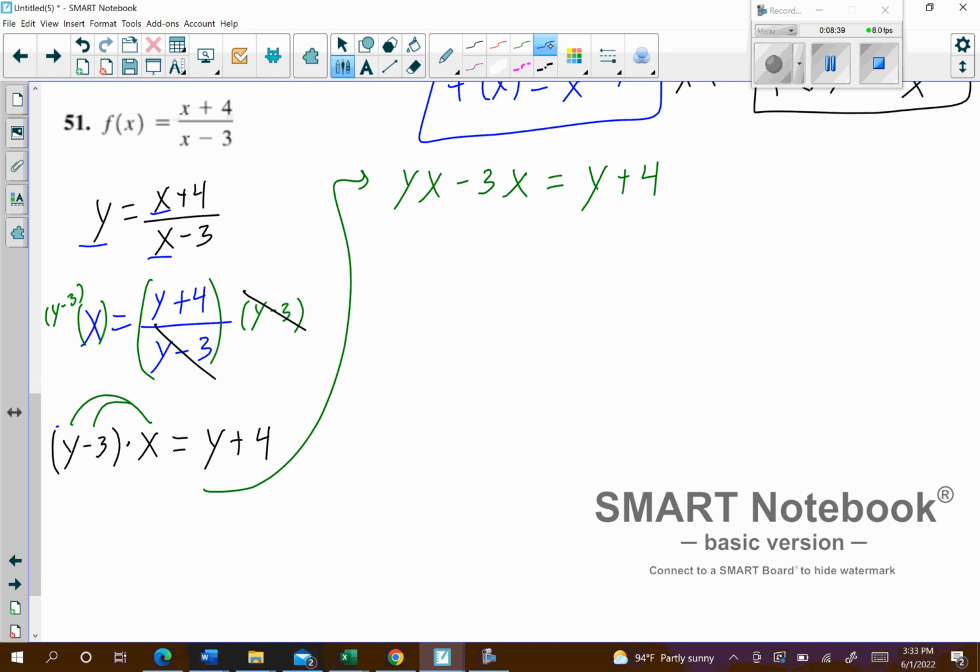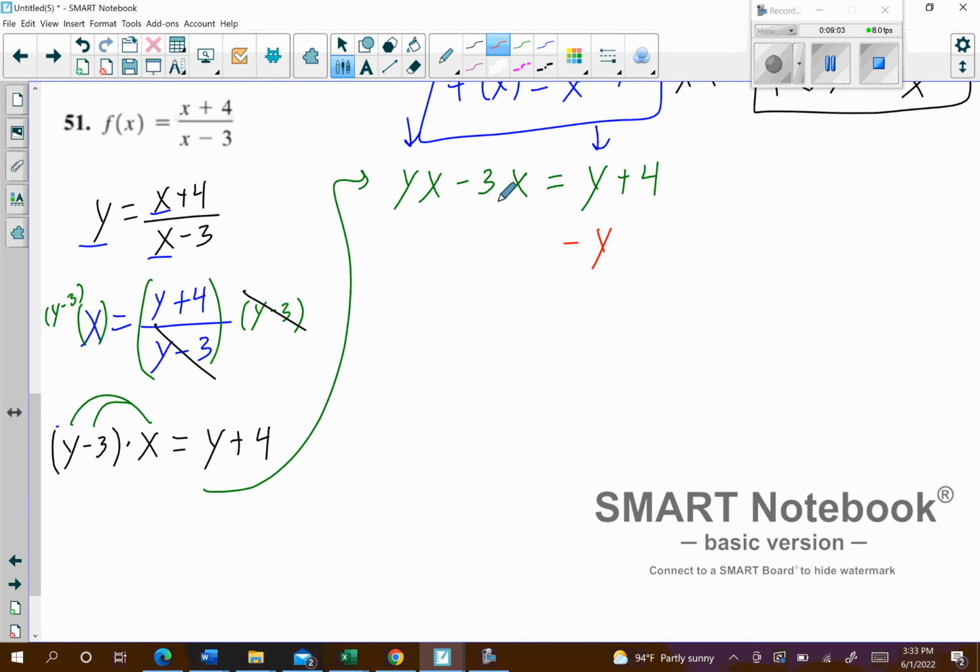Now remember, we're trying to solve for y, right? We're trying to solve for y. So I need to isolate the y's to one side and everything else to the other. And it doesn't matter which side. I typically like to keep whatever I'm solving for on the left side. You don't have to, but that's the way I like to do it. So what I'm going to do here is subtract the y from both sides.